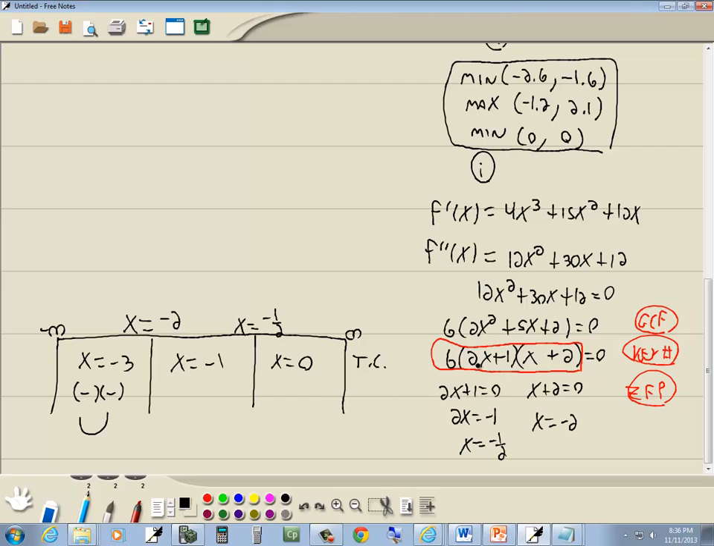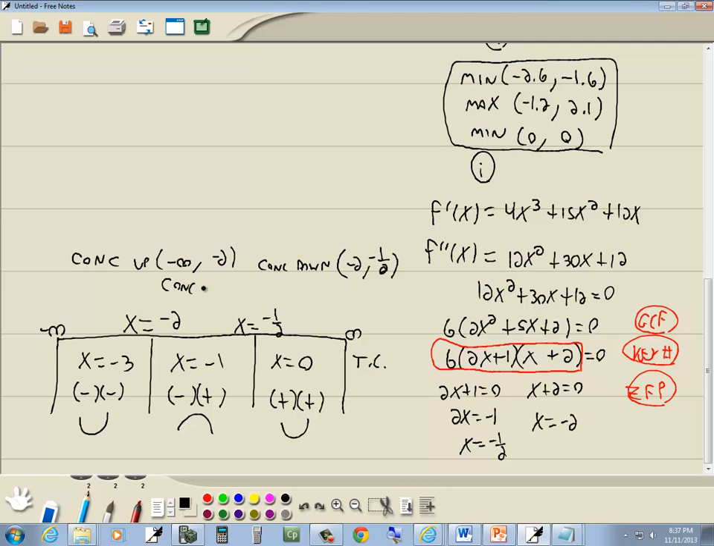Now if I plug in negative 1, 2 times negative 1 is negative 2 plus 1 is negative 1, so that's negative. And if I put in negative 1 here, negative 1 plus 2 is positive 1, which is positive. Negative times positive is negative, so this is concave down. And if I put 0 here, 2 times 0 is 0 plus 1, that's positive. If I put 0 here, 0 plus 2 is positive. Positive times positive is positive, so it's concave up. So for concavity, this will be concave up from negative infinity to negative 2, then concave down from negative 2 to negative 1/2, and then concave up from negative 1/2 to positive infinity.